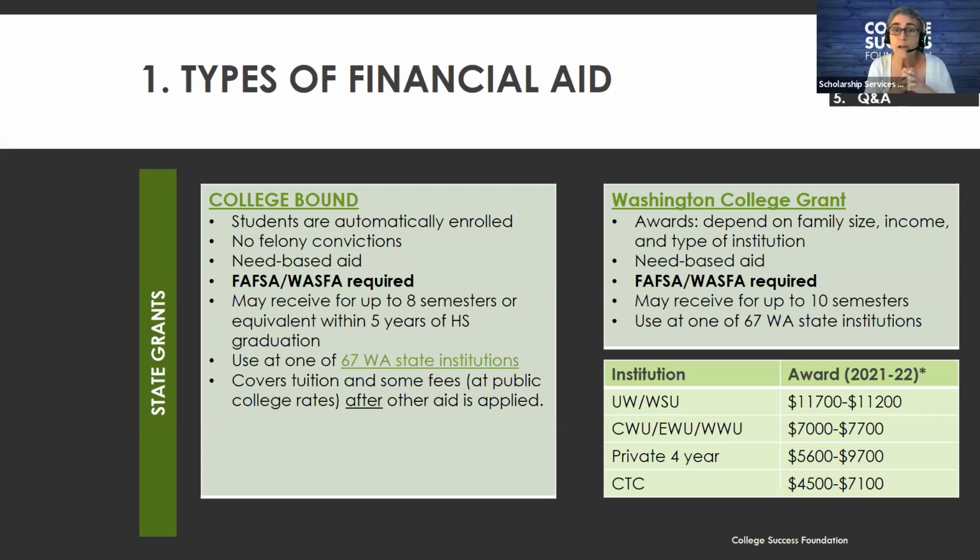Students, again, have to fill out a FAFSA or a WASFA. It's need-based, and students can receive it up to 10 semesters. And you can see in the bottom right of the screen to get an idea of what the awards for the 21-22 year are. So we don't have the amounts yet for next year. We will update this information as it becomes available.